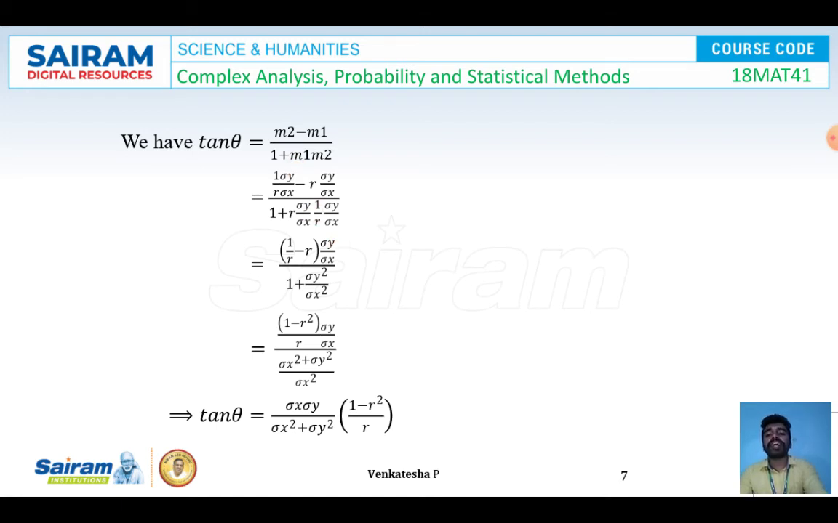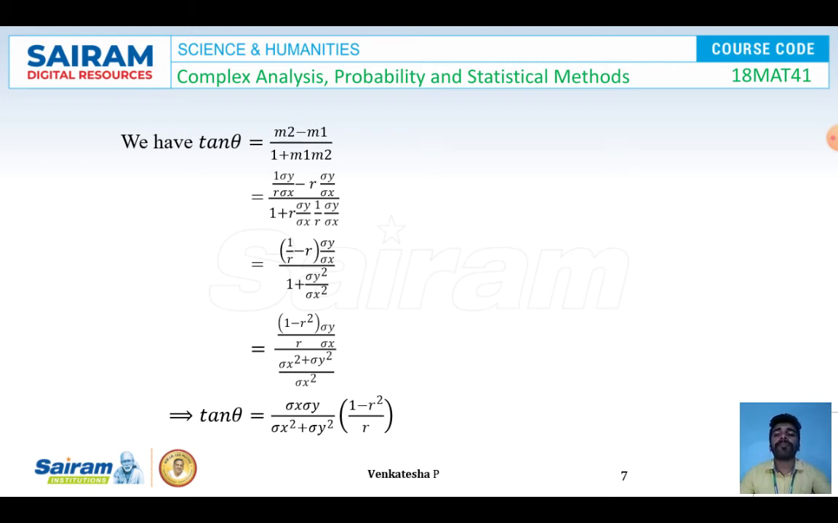Here multiplying this, I got 1 plus sigma y square by sigma x square. So here taking LCM, I'll be getting (1 minus r square) by r. Here it will become (sigma x square plus sigma y square) by sigma x square. So I got the equation (1 minus r square) by r times sigma y by sigma x, divided by (sigma x square plus sigma y square) divided by sigma x square. So I can cancel one sigma x term here. So I got the expression tan theta is equal to sigma x sigma y by (sigma x square plus sigma y square) into (1 minus r square) by r.